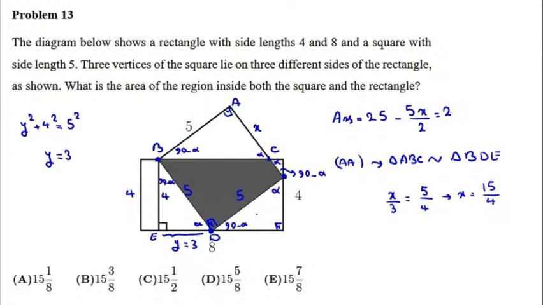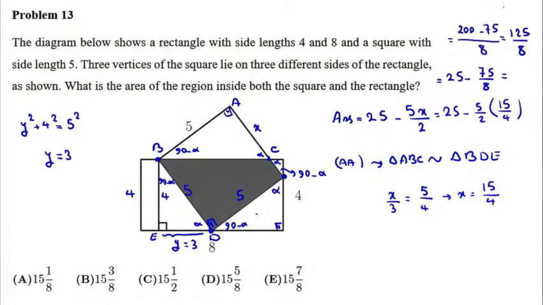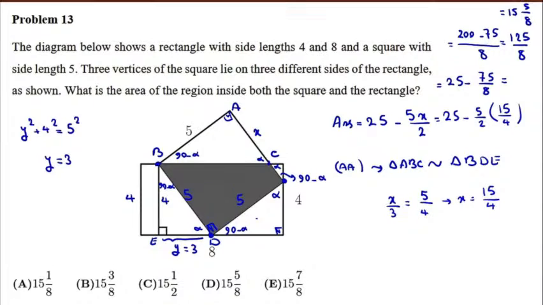Now, if I replace it, it will be 25 minus 5 over 2 times 15 over 4, and it will be 25 minus 75 over 8. If you use common denominator 8, it will be 200 minus 75, which will be 125 over 8. And it will be 15 and 5 over 8. This, 15 and 5 over 8, the answer will be D.